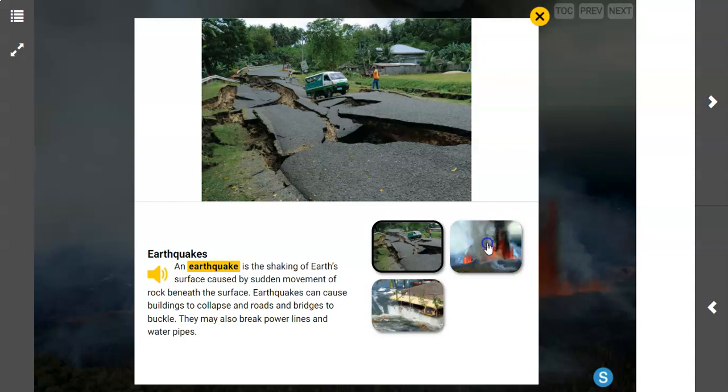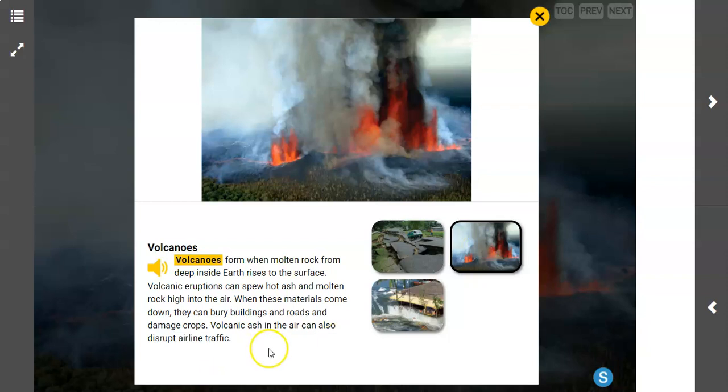Okay? The next one we're going to look at is a volcano. Okay? And for this one, there's a very interesting picture of a volcano. You really can't see too much other than a lot of smoke, okay, and some ash. I know it's hard to tell, but some of this is ash coming up from the volcano, as well as some of the lava itself. So it says volcanoes form when molten rock from deep inside Earth rises to the surface. Okay? Volcanic eruptions can spew hot ash and molten rock high into the air. When these materials come down, they can bury buildings and roads and damage crops. Volcanic ash in the air can also disrupt airline traffic.